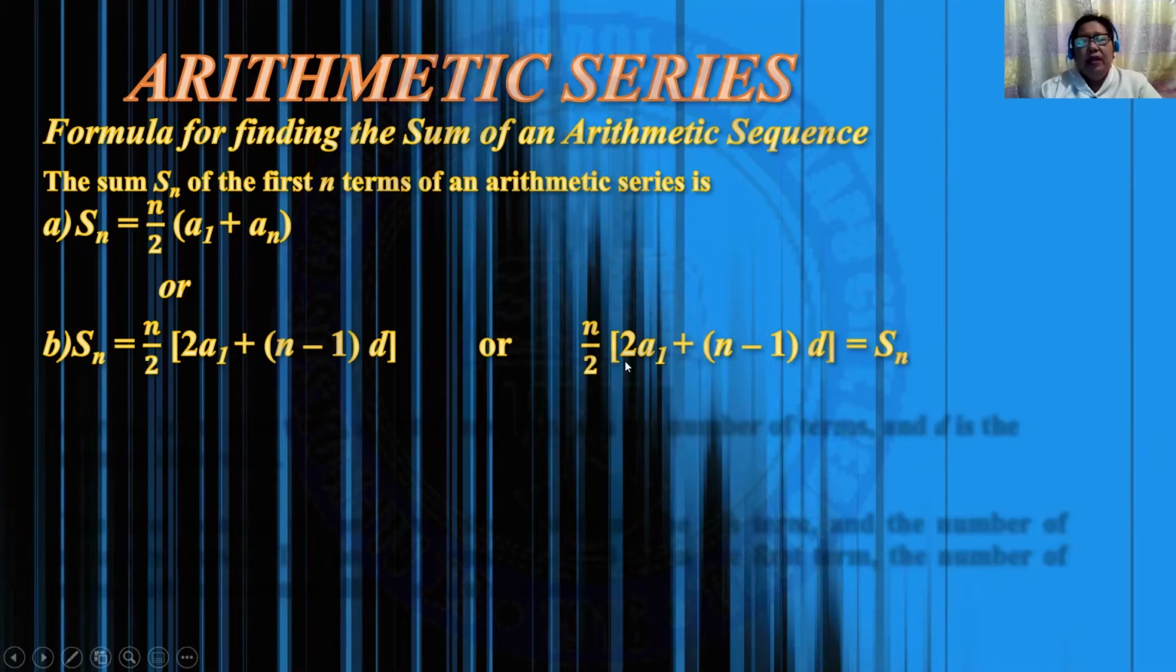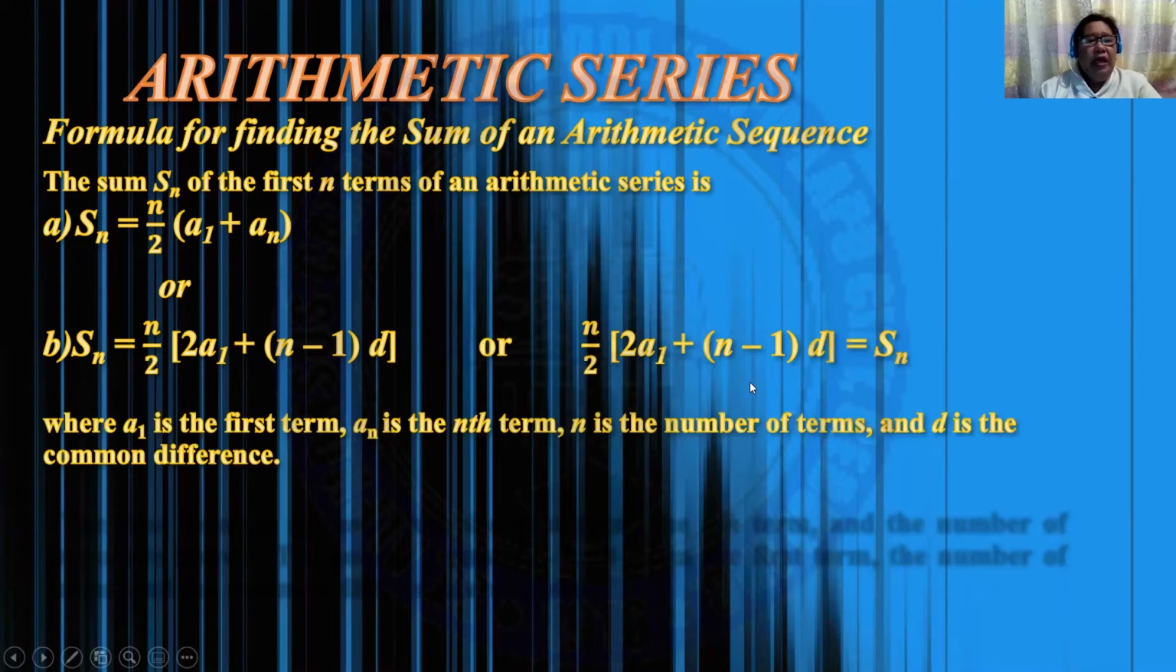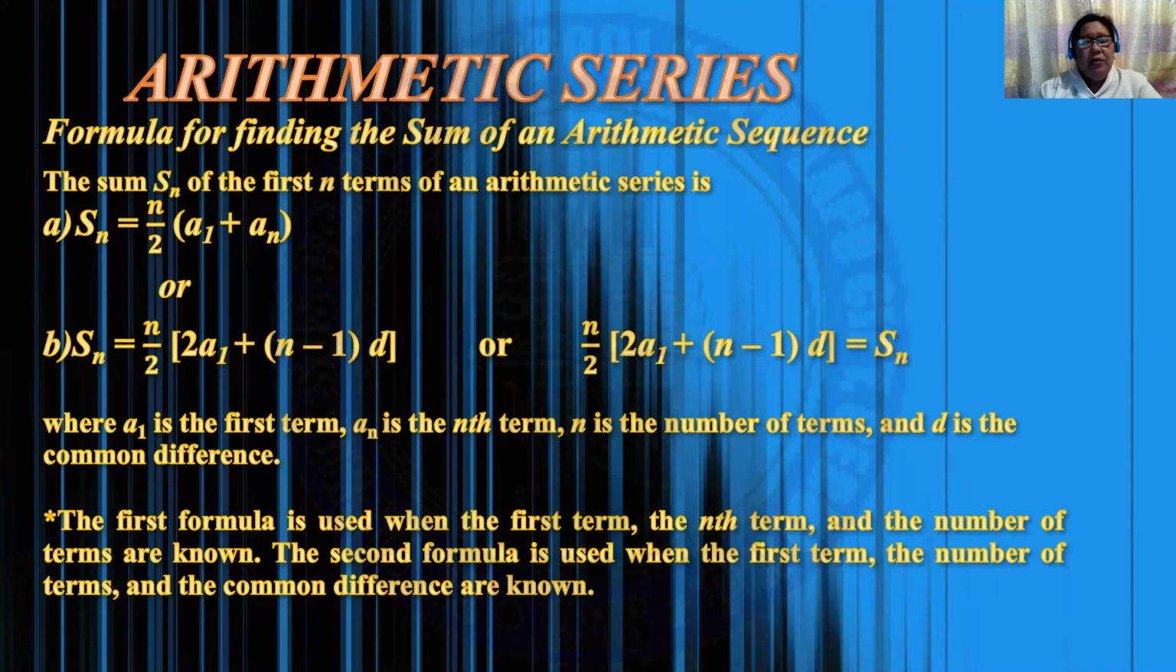Or you can have this form where a sub 1 is the first term, a sub n is the nth term, n is the number of terms, and d is the common difference. The first formula is used when the first term, the nth term (or simply the last term), and the number of terms are known. The second formula is used when the first term, the number of terms, and the common difference are known.